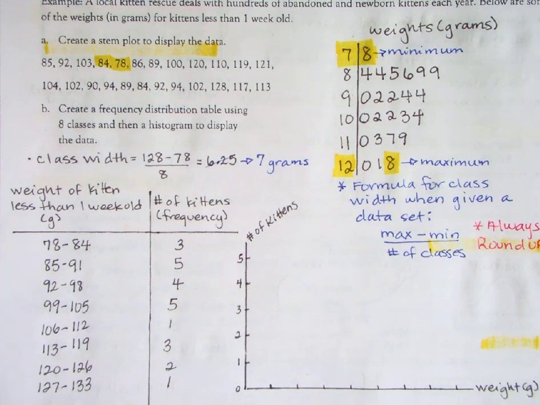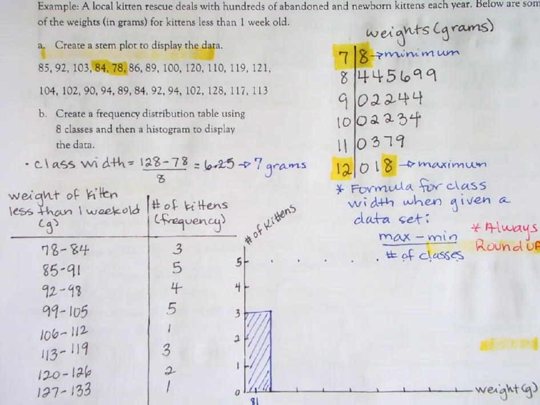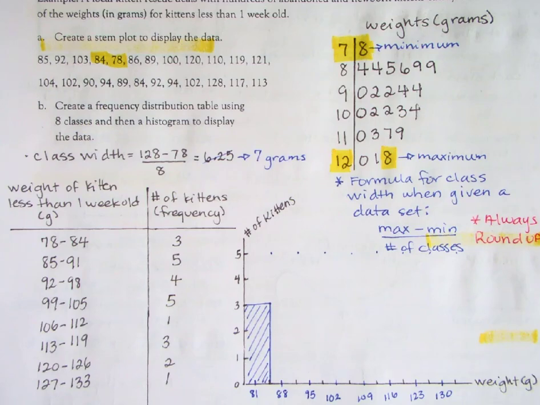For example, the class midpoint of 78 to 84 is the number 81. So if I want to create a bar that represents the class from 78 to 84, I can simply label the midpoint of that class as 81 instead of the entire class of 78 to 84, as I've done previously. In fact, I can label the midpoint of each of these classes.